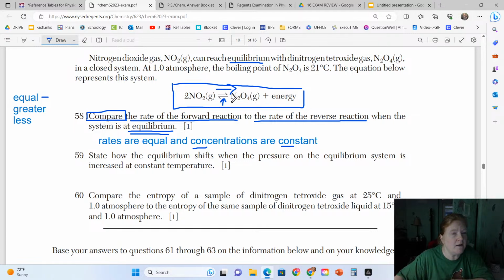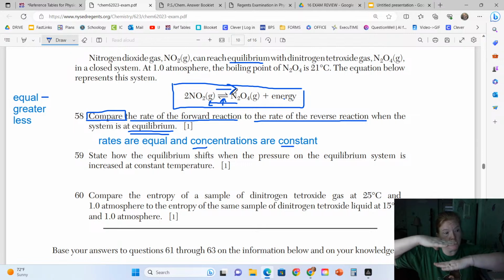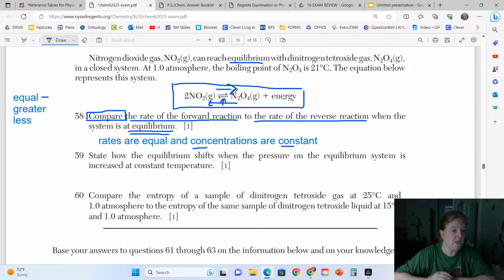And then you also have the reverse reaction occurring. That means energy is being added to N2O4 and producing 2 moles of NO2. Okay, so you have what looks kind of like a weird equal sign. It means that there's a forward and a reverse reaction happening. Yes, to answer your question, absolutely.